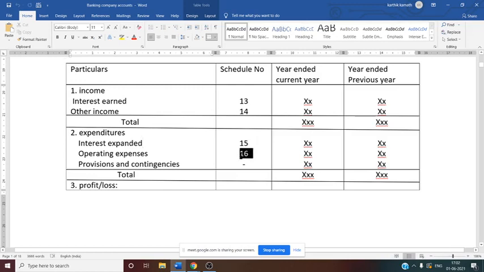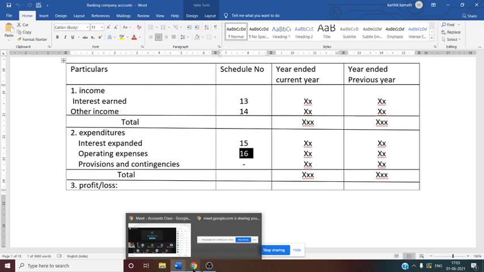Now under operating expenses, we have to see what information comes. Payment to employees: if the bank makes any payment or provision towards employees, rent, rates, taxes, that also comes. Printing and stationery, advertising expenses, publicity, operating expenses. Then depreciation on the bank's property, director's fee, auditor's fee, law charges, all operating expenses.